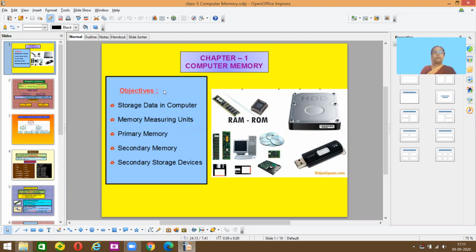So in this chapter, we are going to learn about the storage devices in the computer, the memory unit, how it is measured, and the primary memory. There are two types of memory, primary memory and secondary memory. And in the secondary memory, what are the devices that come under it? Let's start first with storing data in the computer.